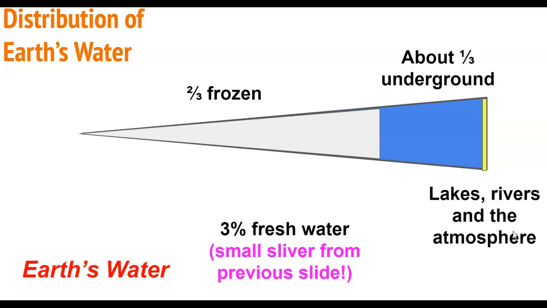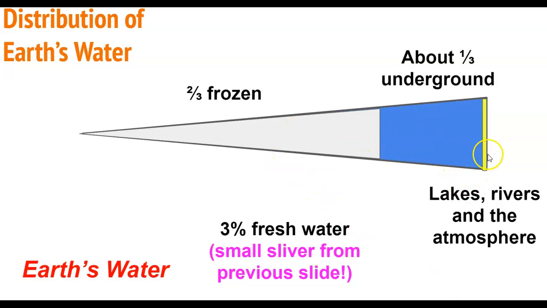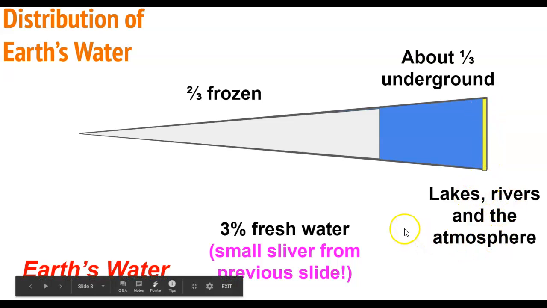All right. So as you can see, we don't have much actual fresh water available totally from all the water that we have on the earth. So again, this is that little 3% sliver. 2/3 frozen, 1/3 underground, and this little tiny sliver, lakes, rivers, and the atmosphere.